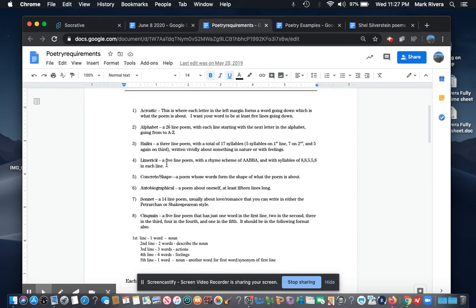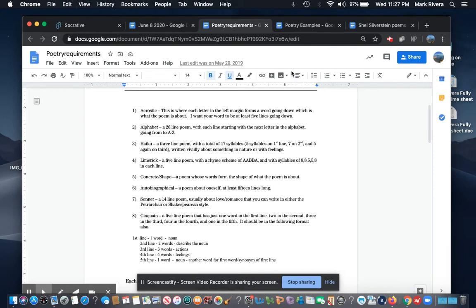The next type of poem is called a limerick. A limerick is a 5-line poem, and it has a rhyme scheme. Remember, rhyme is the end rhyme of words: AABBA. So the first 2 lines rhyme with the last line, and then the third and fourth lines rhyme. But it also has a certain syllabic pattern. It has 8, 8, 5, 5, 8 syllables.